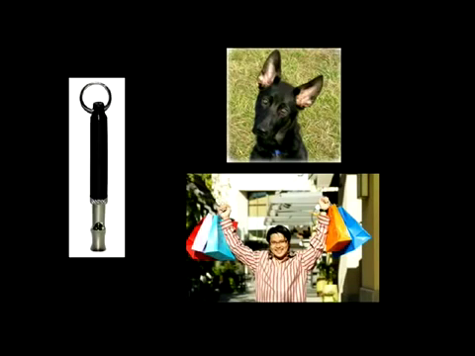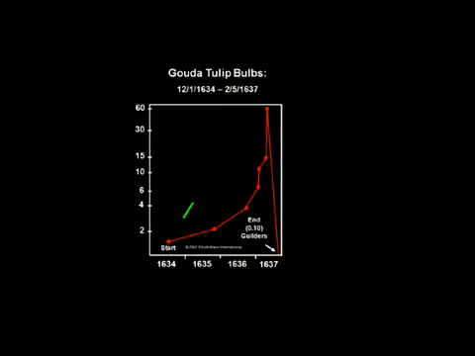This example illustrates two characteristics of bubbles. First, that they are self-reinforcing on the way up, meaning that higher prices become the justification for higher prices. And second, that once the illusion is lifted, the game is suddenly and permanently over.